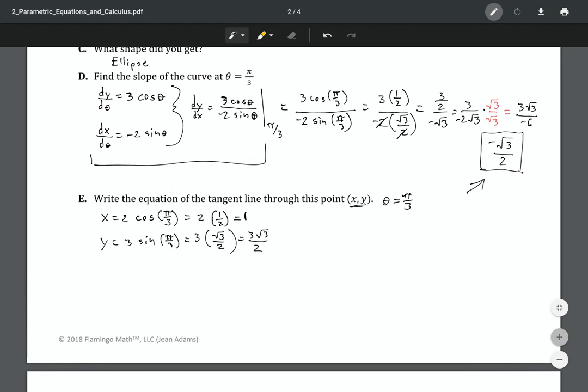At this point, I just have to write, and I can write it here, the slope, or m, is equal to negative square root of 3 over 2. So I'm able to write my equation of a tangent line. So I have y minus 3 square roots of 3 over 2 is equal to the slope, which is negative square root of 3 over 2, times x minus 1. Right, and that's it for that.